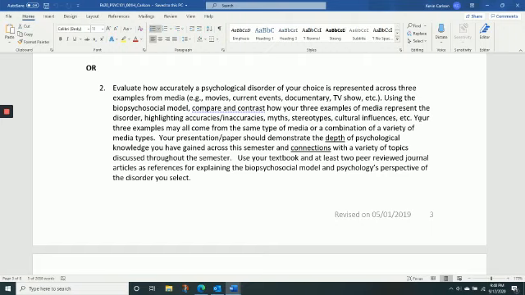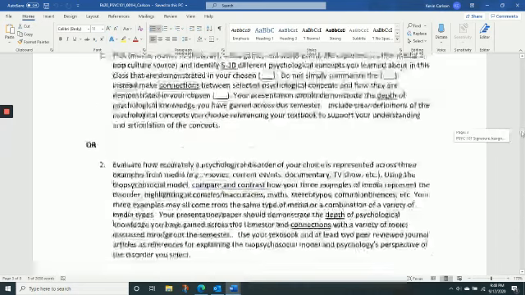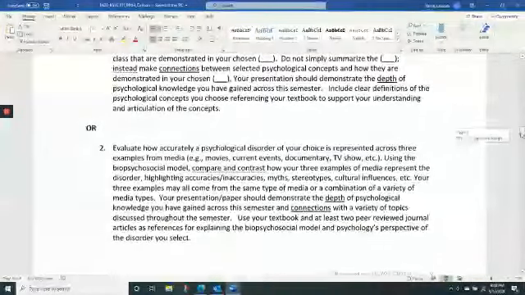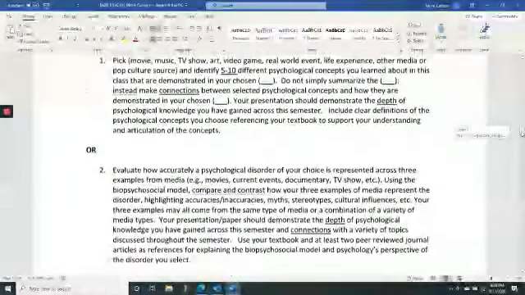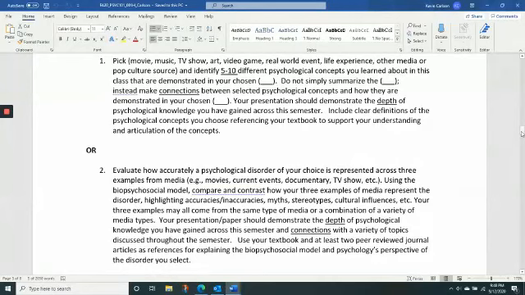And for this one, it specifically asks you to use your textbook and at least two peer-reviewed journal articles as references for explaining the disorder. So that probably stands out to me as maybe one of the contrasts, is that the first one does not require extra references except for making links with the material in the course. So you choose one or the other. So see, there's an or there. So you don't have to do both. It's one or the other.